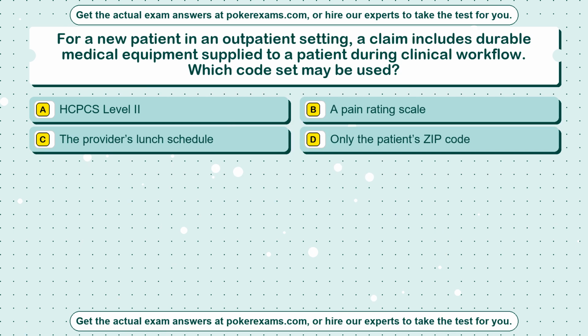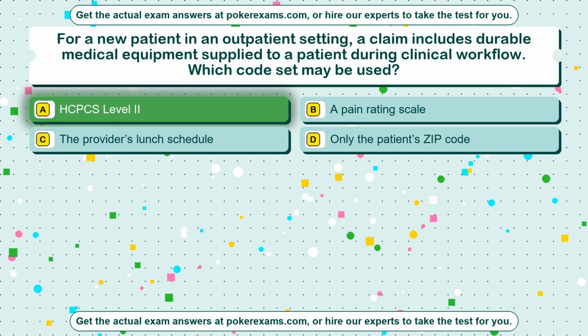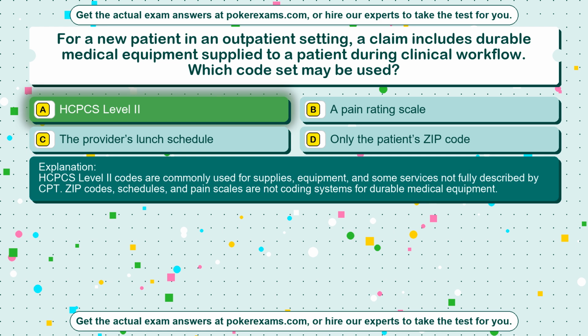Question 68. For a new patient in an outpatient setting, a claim includes durable medical equipment supplied to a patient during clinical workflow. Which code set may be used? Option A, HCPCS Level 2. Option B, a pain rating scale. Option C, the provider's lunch schedule. Option D, only the patient's zip code. The correct answer is option A, HCPCS Level 2. HCPCS Level 2 codes are commonly used for supplies, equipment, and some services not fully described by CPT. Zip codes, schedules, and pain scales are not coding systems for durable medical equipment.